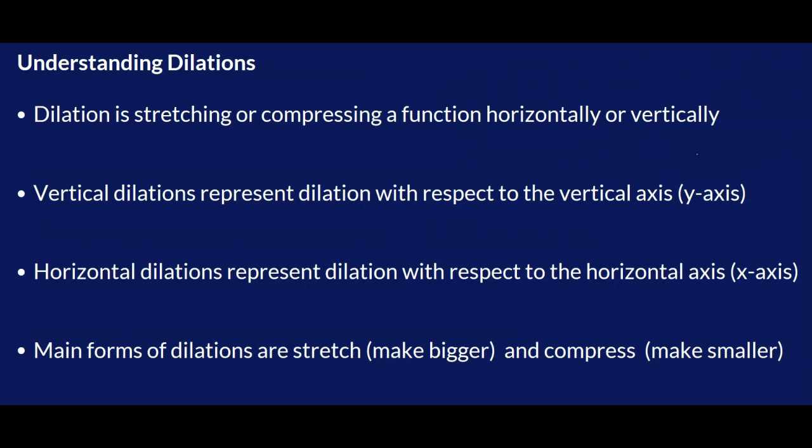So vertical dilations represent dilations with respect to the vertical axis. Let me just write here that this means to make bigger or smaller. So vertical dilations are with respect to the vertical axis, which is your y-axis, and then horizontal dilations are with respect to your x-axis, which is right here, or we call it your horizontal axis.